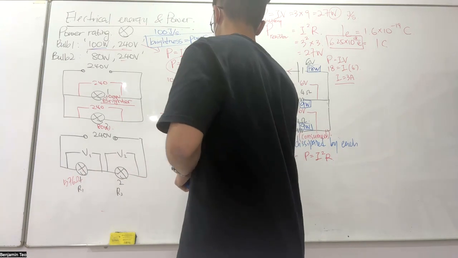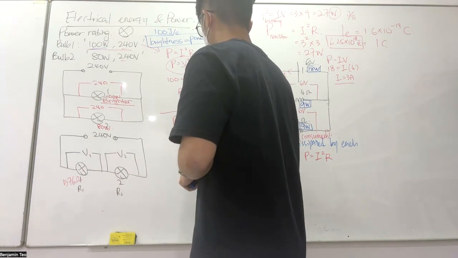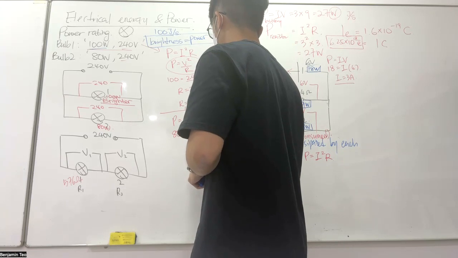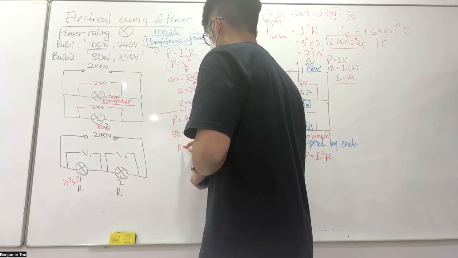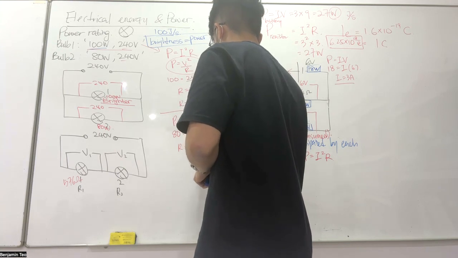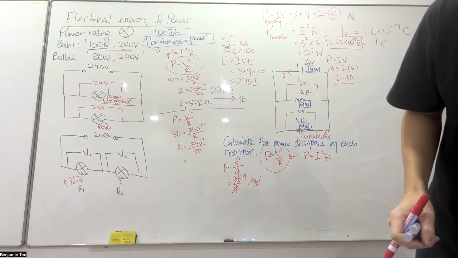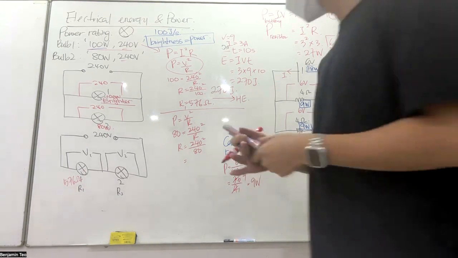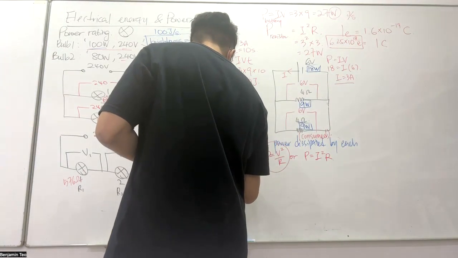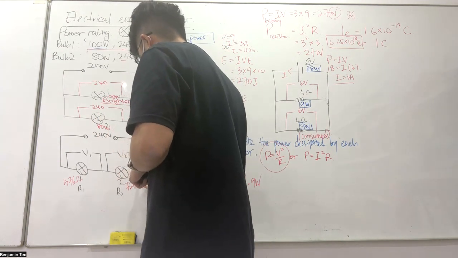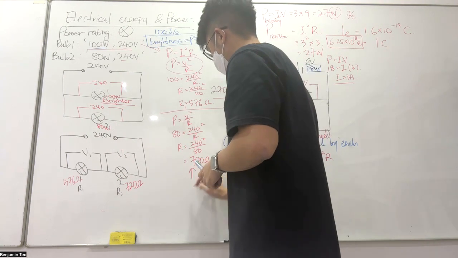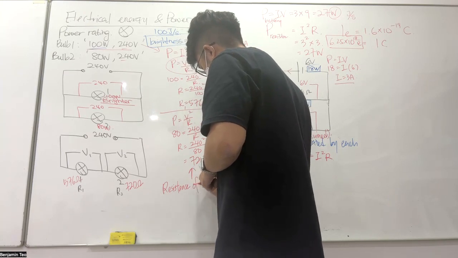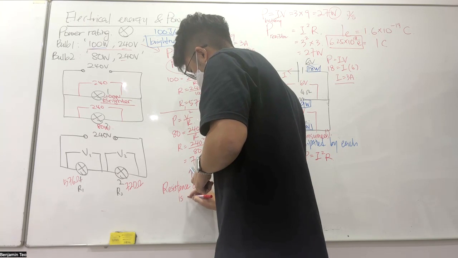Bulb 2, we need 240 squared over 80. The resistance of a bulb is constant.